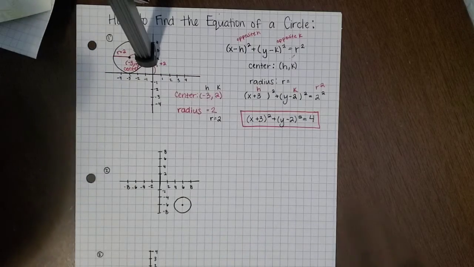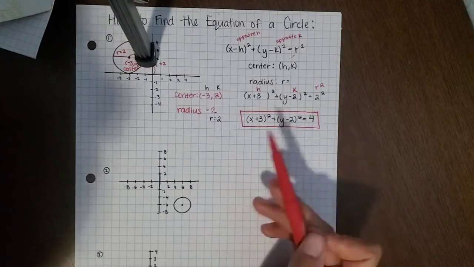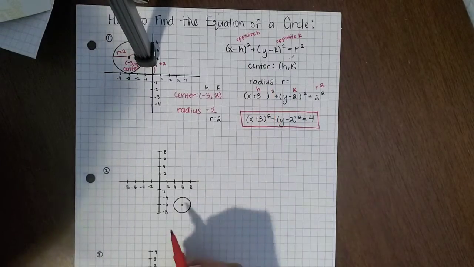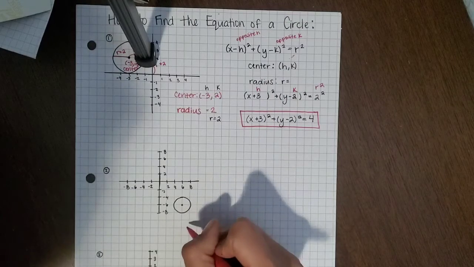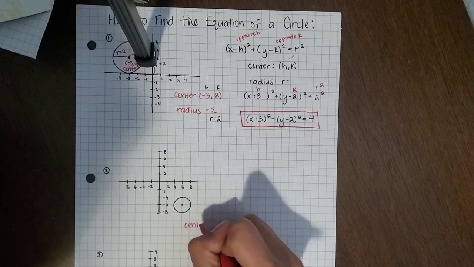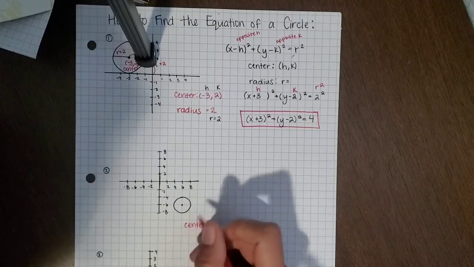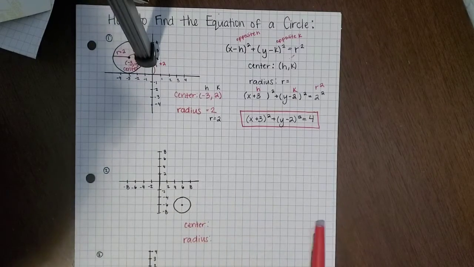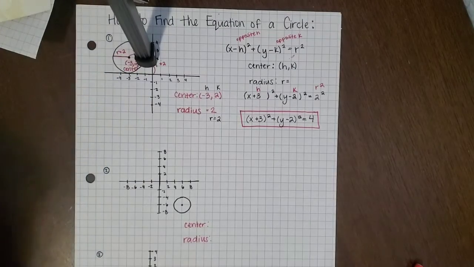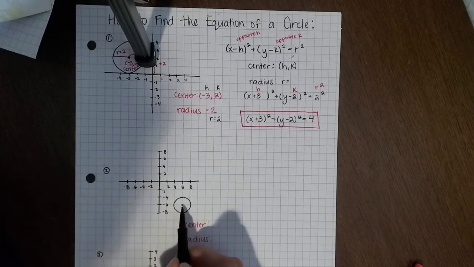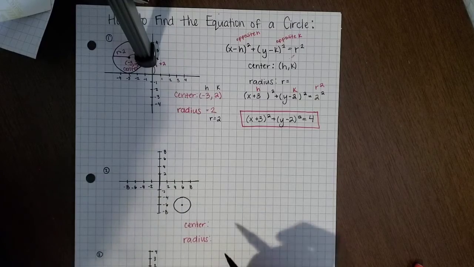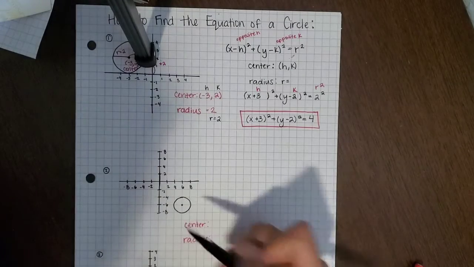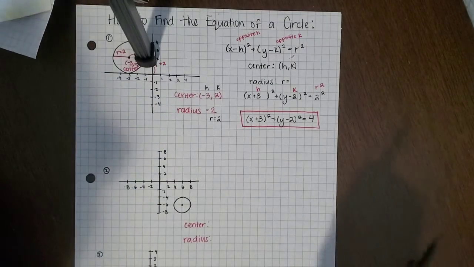So again, the two main important things that we want to find always, to be able to make our equation, are going to be our center and our radius. So we want to find these two things right here. I've already drawn the point for the center. All I have to do is find the ordered pair for it and the value of my radius.